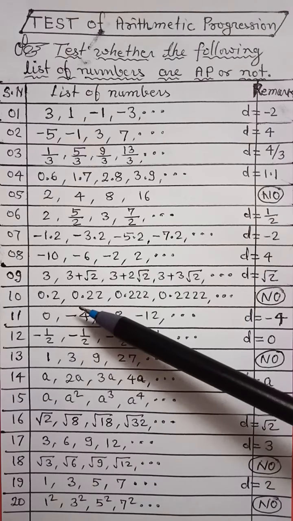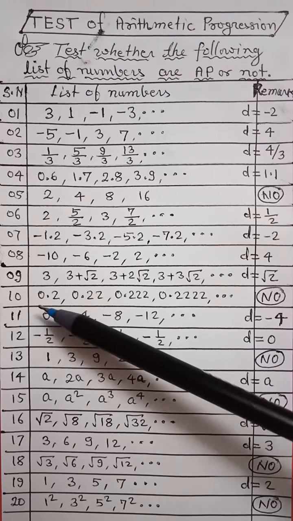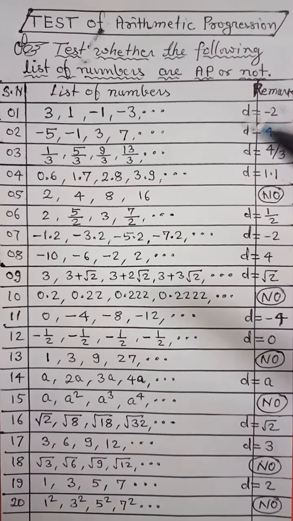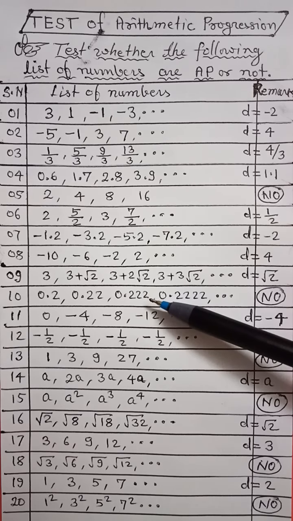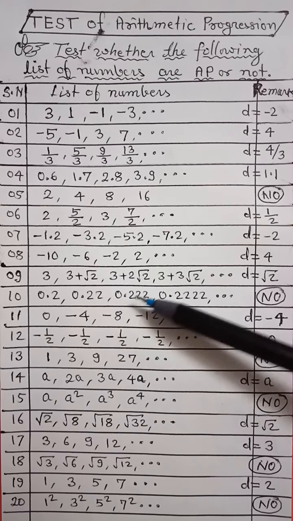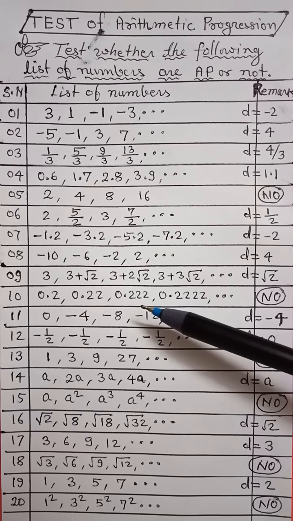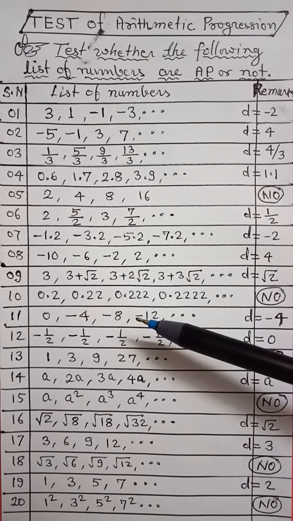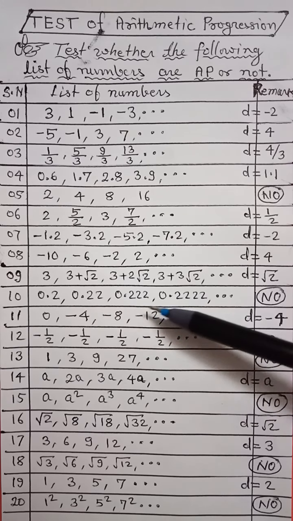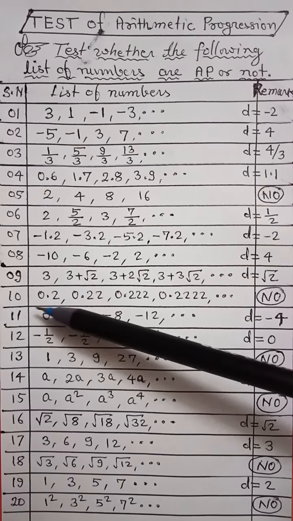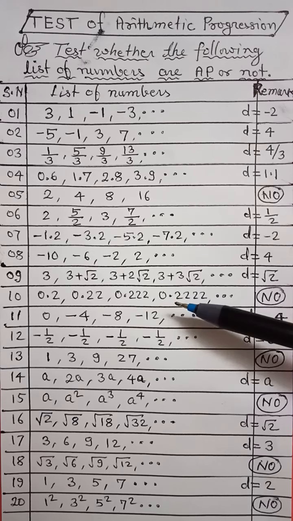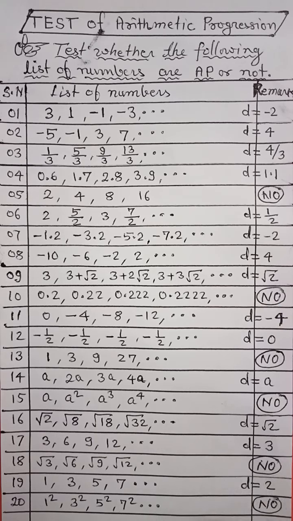Now you see here 0.22 minus 0.2 is 0.02. Now here 0.222 minus 0.22 is 0.002, which is not equal to 0.02, and hence it has no common difference, and therefore this is an example of a sequence which is not an arithmetic progression.